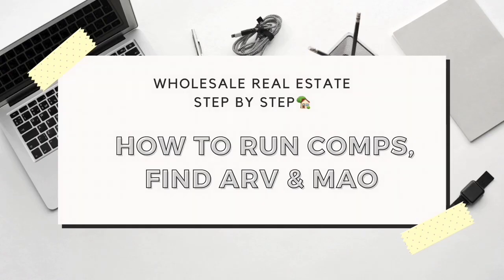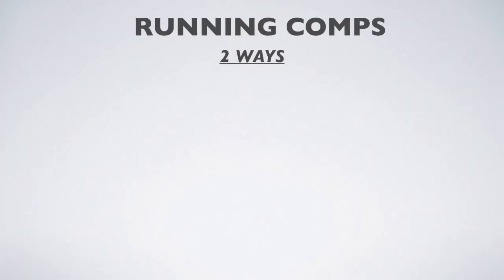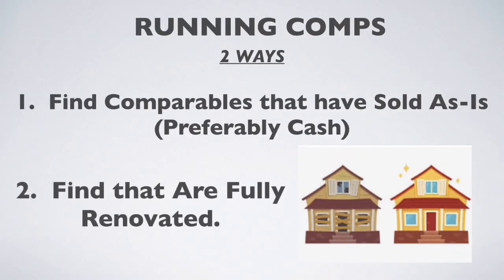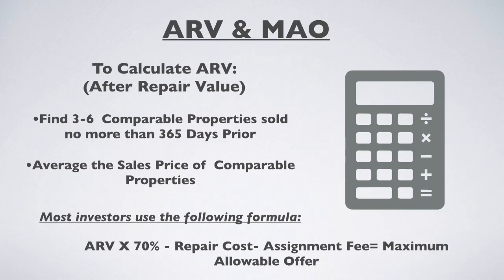How to run comps, find ARV and MAO. So there are two ways you can do this. You can find comparables that have sold as is, preferably cash, and you can find comparables that are fully renovated. We only use fully renovated comps to calculate ARV. Here is how you calculate ARV and MAO.